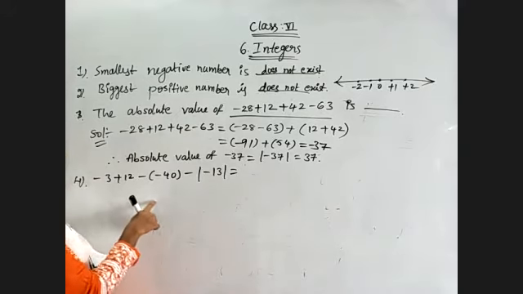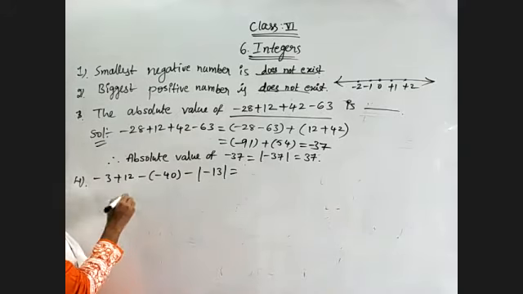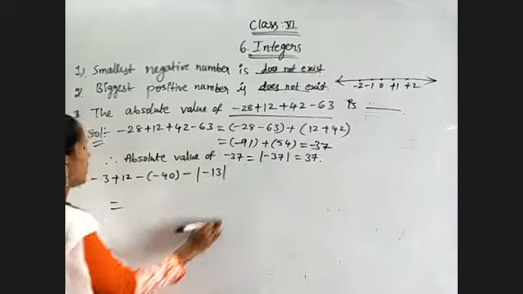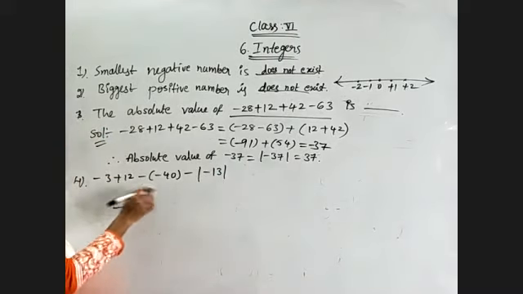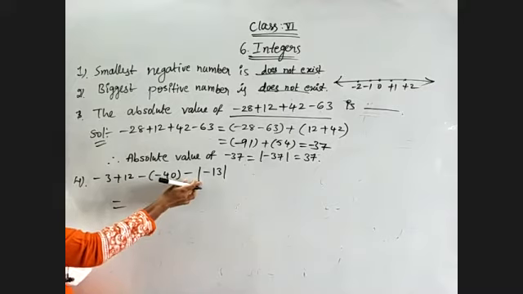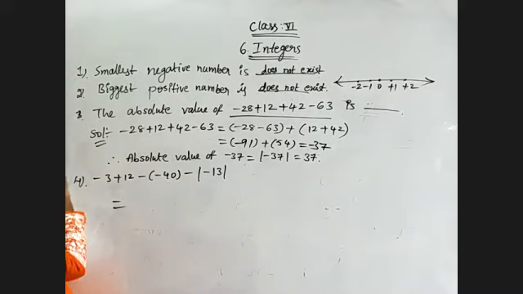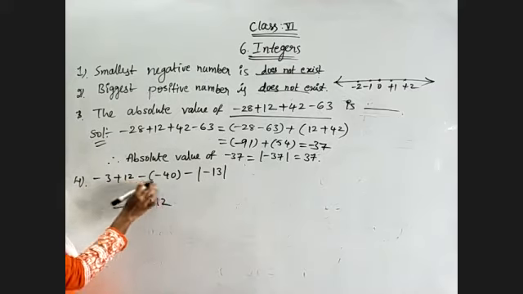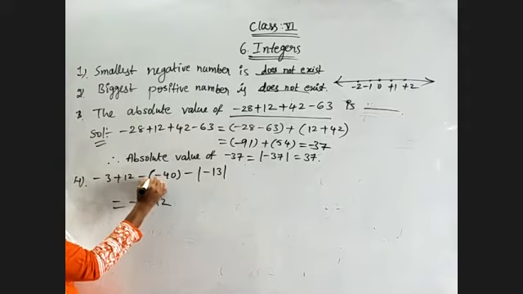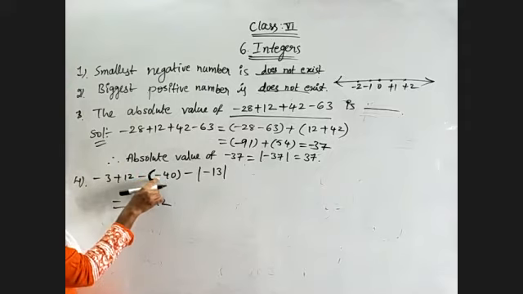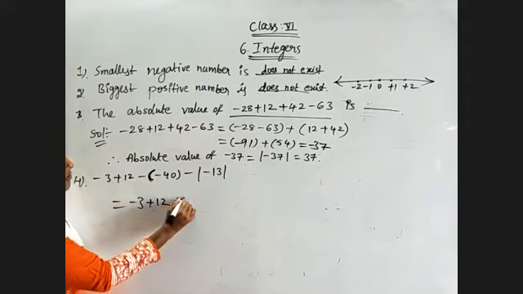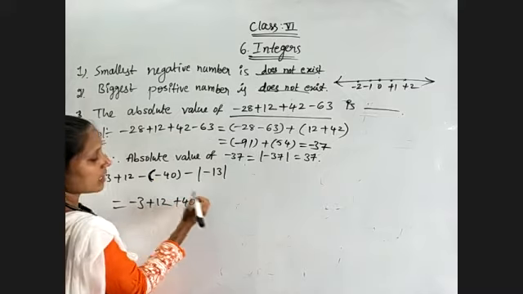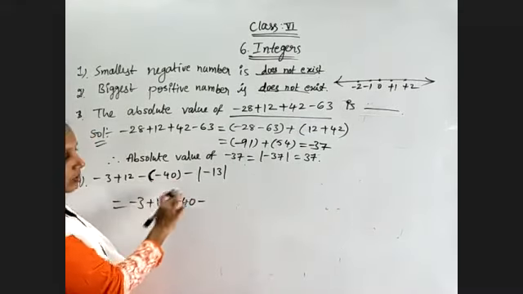And coming to this question, we need to simplify it. Observe, first of all, remove the brackets and all these symbols. What will you get? Minus 3 plus 12. For these two, we don't have brackets. Here a bracket is there. Already I told you this is a multiplication operation. So minus into minus is plus, so plus 40 and minus of. This minus we keep like that only.